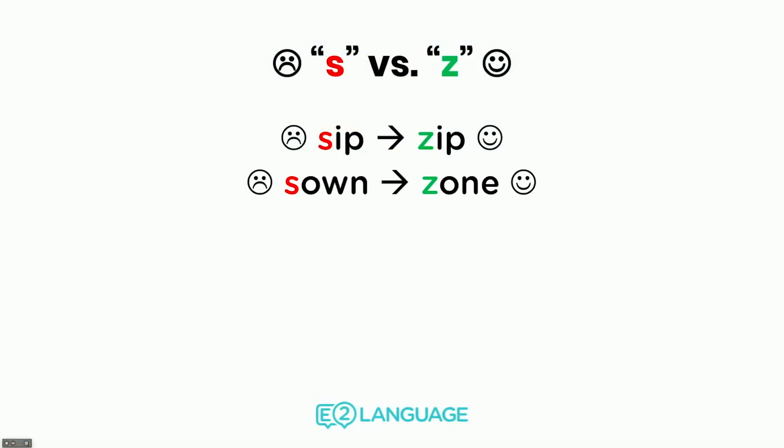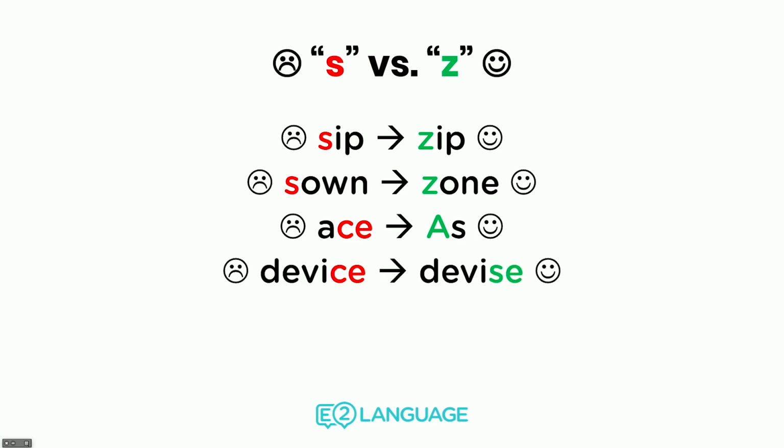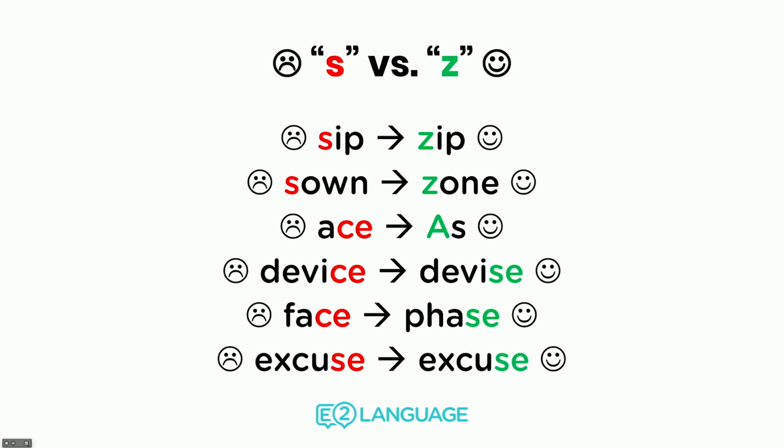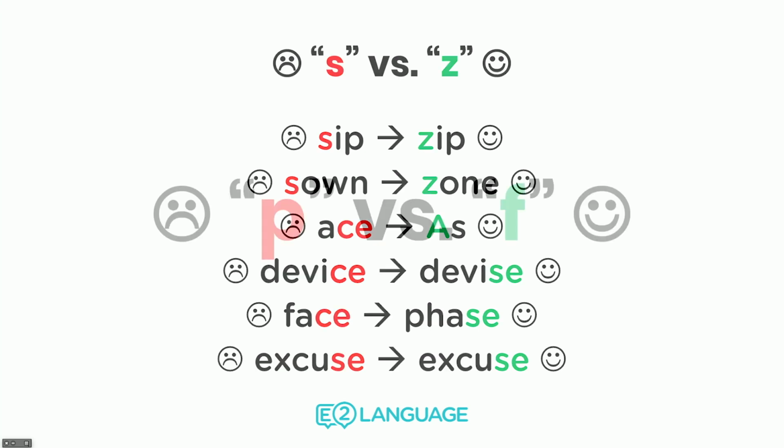Cool, let's keep going. So don't say sewn if you want to say zone. Sewn, zone. Don't say ace if you want to say you got straight A's. A's. Don't say device if you want to say devise. Device, devise. Don't say face if you want to say phase. Phase. Don't say excuse if you want to say excuse. Excuse, excuse.